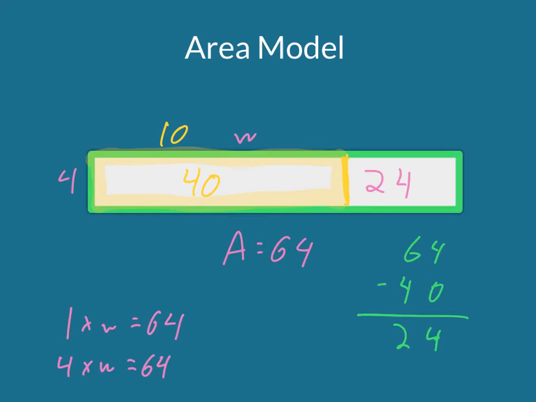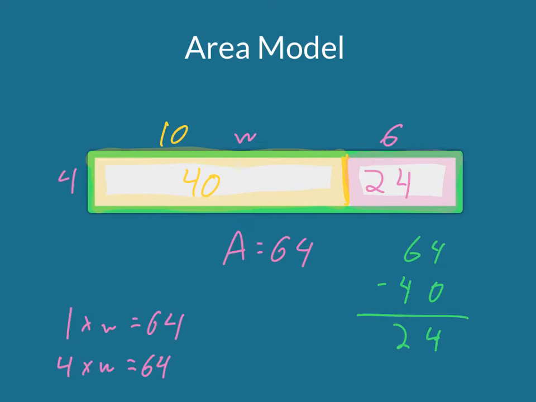Great. So the area of my pink box is 24. Well, if it's 4 high, how wide is it to have an area of 24? What number times 4 gives me 24? And hopefully most of us are going to get that the width of the pink box is actually 6.